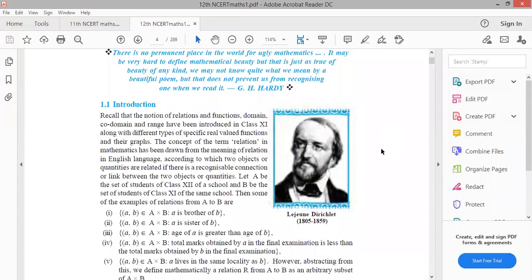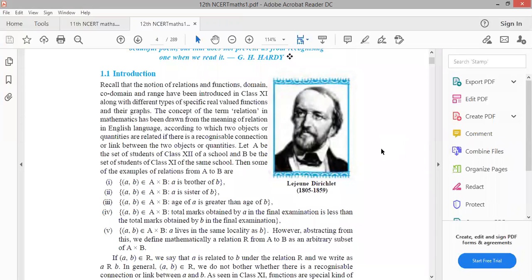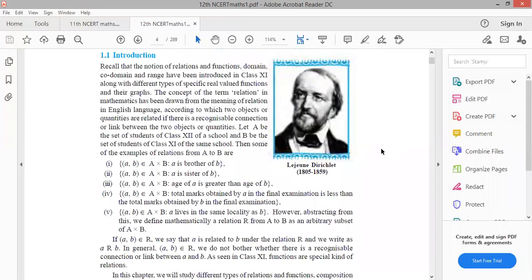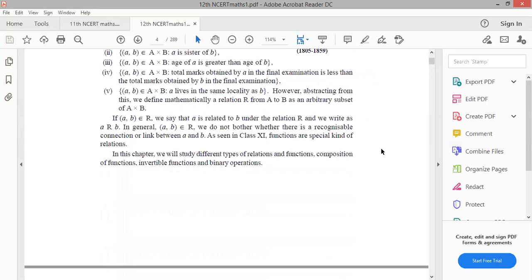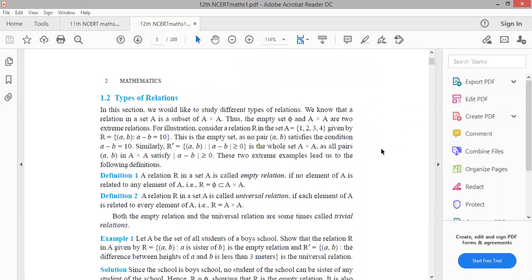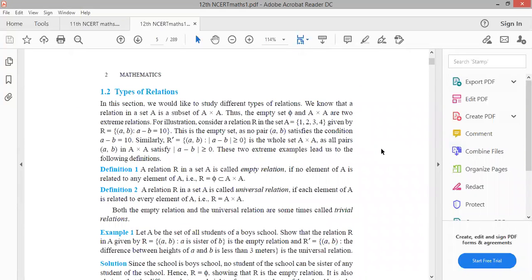So in the previous videos, we have discussed what is a set, what are operations on sets, and among those operations, there is an operation that's cross product. And with the help of cross product, we can cook up the concept of relations and functions. So in this lecture, we will be discussing the types of relations. So what are the different types of relations? Let's take it here.